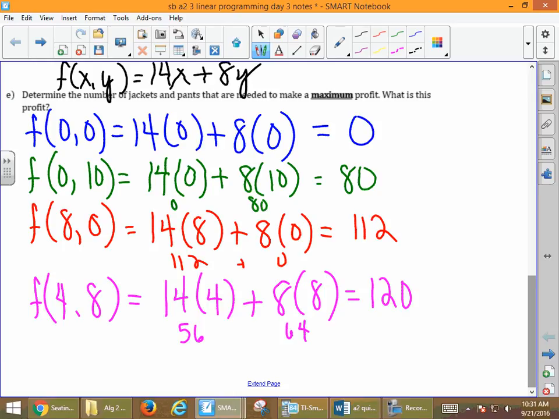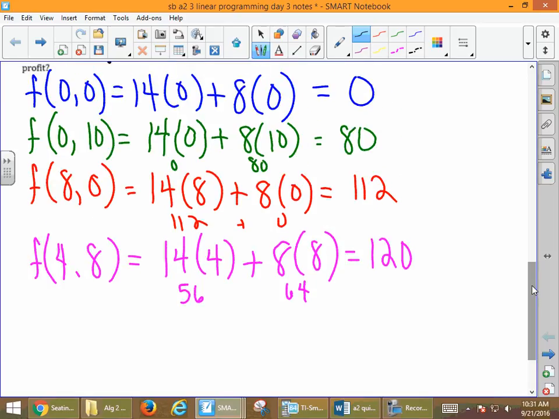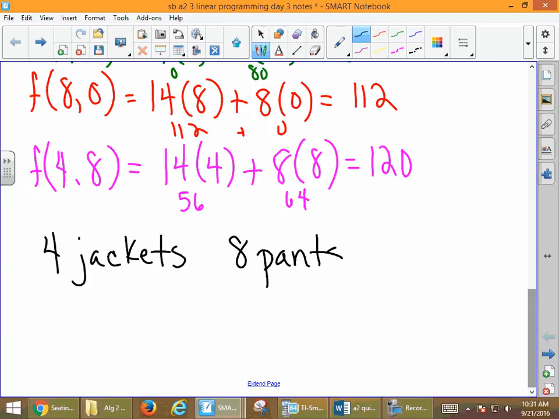So finally, after all of that work, we can answer the question. And what it is, how many do we have to make of each? Well, our biggest number over here, between 0, 80, 112, and 120, is 120. So that means that we're going to have to make 4 jackets, 8 pairs of pants, and when we do that, we're going to end up with $120 profit.